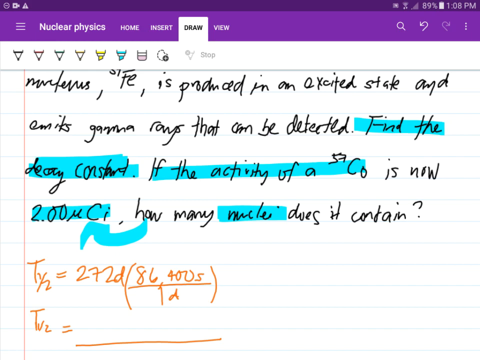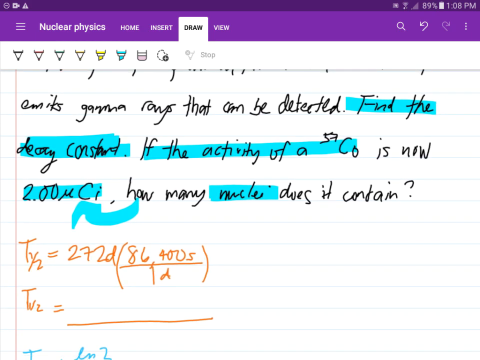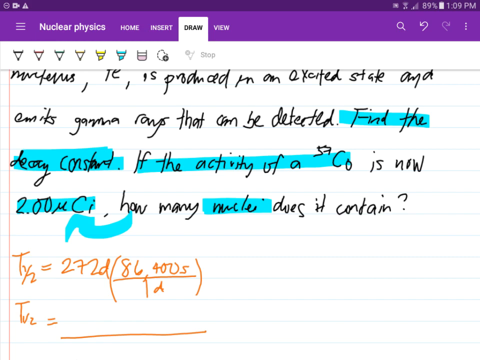So first we will solve for the decay constant. Since the half-life is given as the number of days, we will first convert it to seconds. So the half-life is 272 days, and 1 day is 86,400 seconds. So multiplying these two, we will get 2.35 times 10 to the 7 seconds.